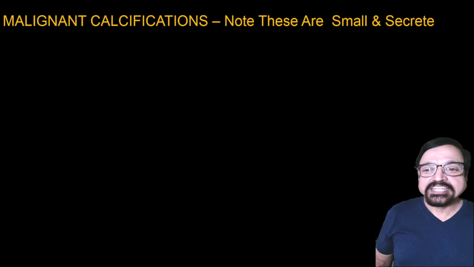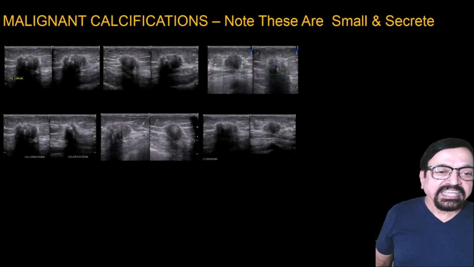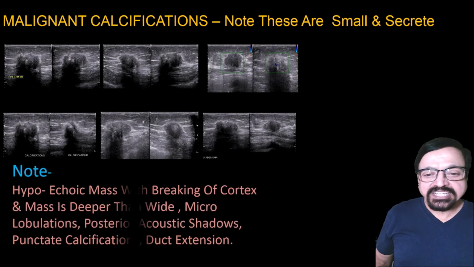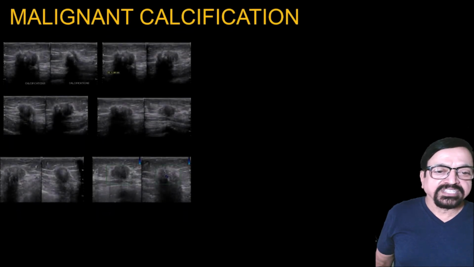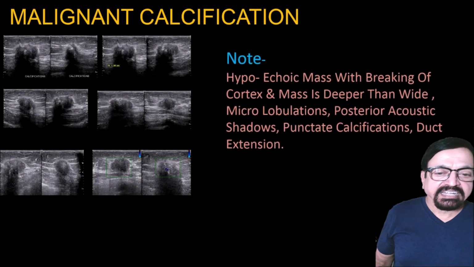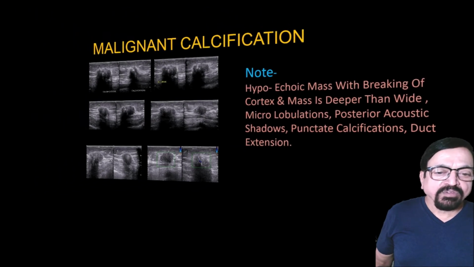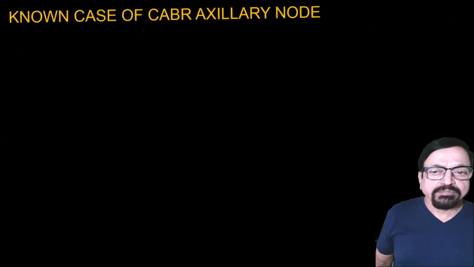Now, malignant calcifications. These are small and discrete. Here you can see the calcifications. Now note the hypoechoic mass with breaking of the cortex, typical signs of malignancy, and the mass is deeper than wide, with microcalcifications, then posterior enhancement, punctate calcification, and duct extension. These all typically favor a malignant pathology. Now we'll see a few more cases. Cases are different, but you will find the same findings: the outline, breaking of cortex, calcification, shape of the mass.